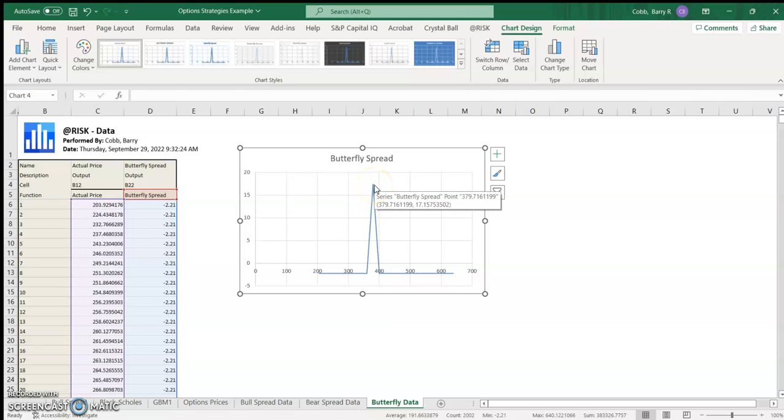17. And so that is how you can use a butterfly spread to lock in a payoff in a certain range. And you can adjust the strike prices of the options and use different options to move this range to where you think the stock price might end up on the exercise date.